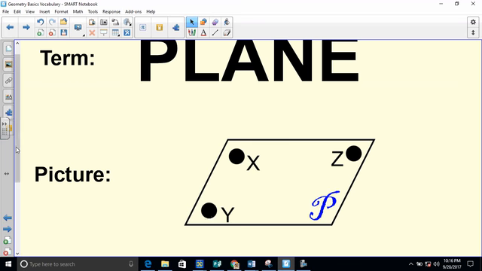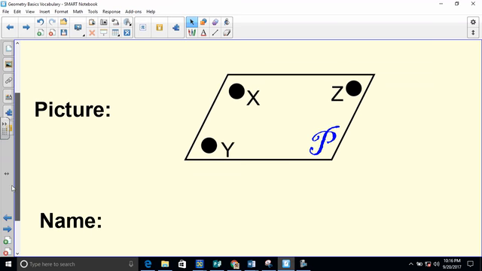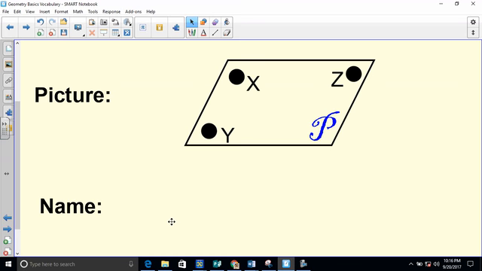that would be a plane. Okay, and so you name a plane two different ways. You name it by 3 points that are not on the same line. So there are 3 points that are on the plane but not on the same line. So we name this plane XYZ. Or we can name this plane P, which is going to be the uppercase script letter. So if they give that uppercase script letter like it is here in blue, then we can name that plane P.